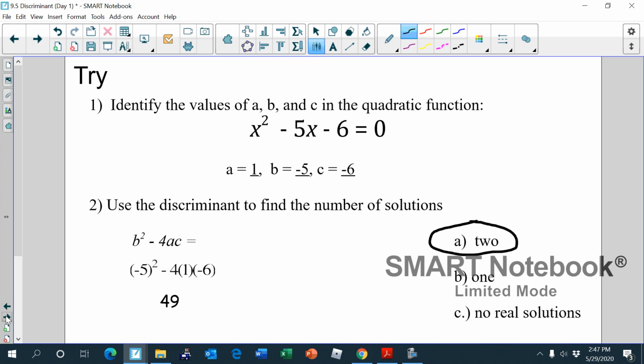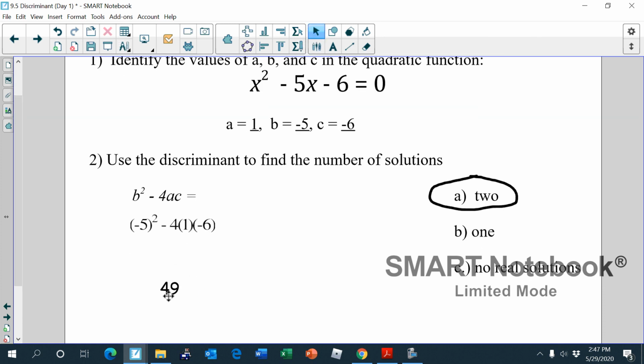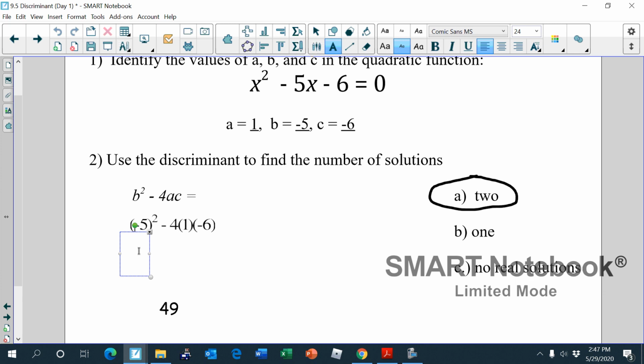Okay, the second try, I get a positive 49 here. So now let me walk you through this one really quick because this one was a little bit different than what we did. If you notice, you got a 1, a negative 5 for B, and C is a negative 6. We haven't looked at one like that yet. So let's take a look at what I have. I have a negative 5 squared, which I know is a positive 25.